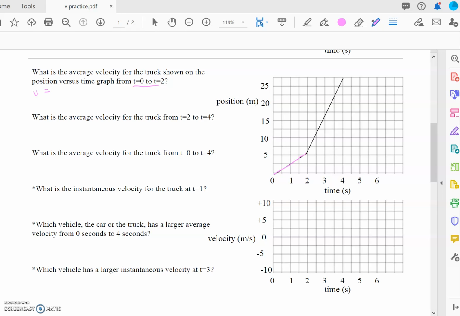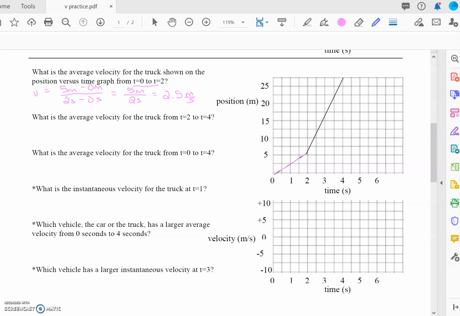So the position at 2 seconds is 5 meters. And the initial position of the truck is 0 meters at 0 seconds. When we work that out, we get a fraction value of 5 meters per 2 seconds. And like I said, I divide those out. So I got 2.5 meters per second. That's the average velocity for the truck from 0 to 2 seconds.